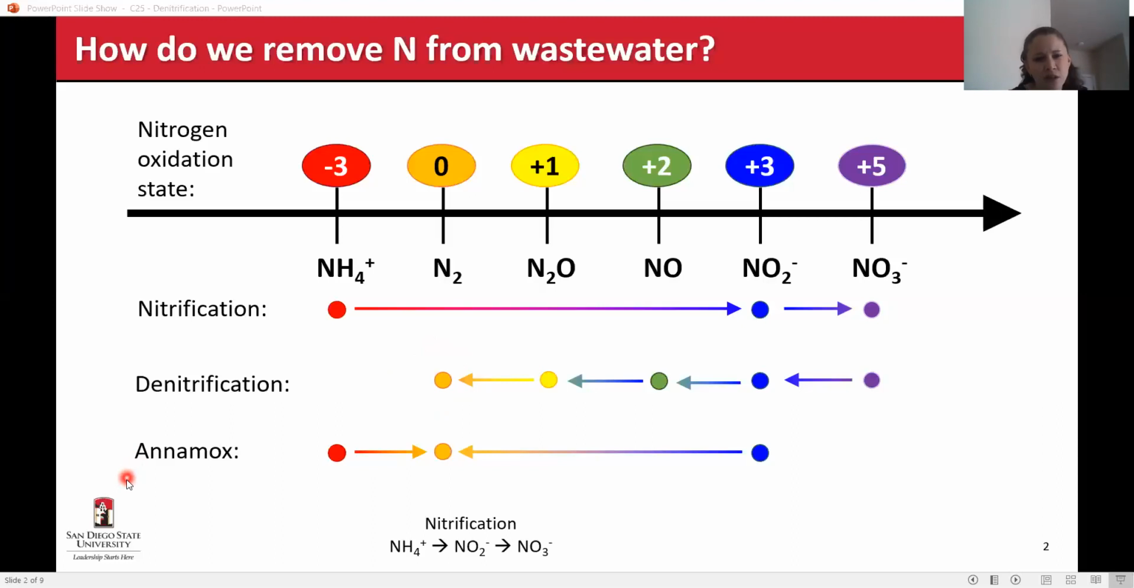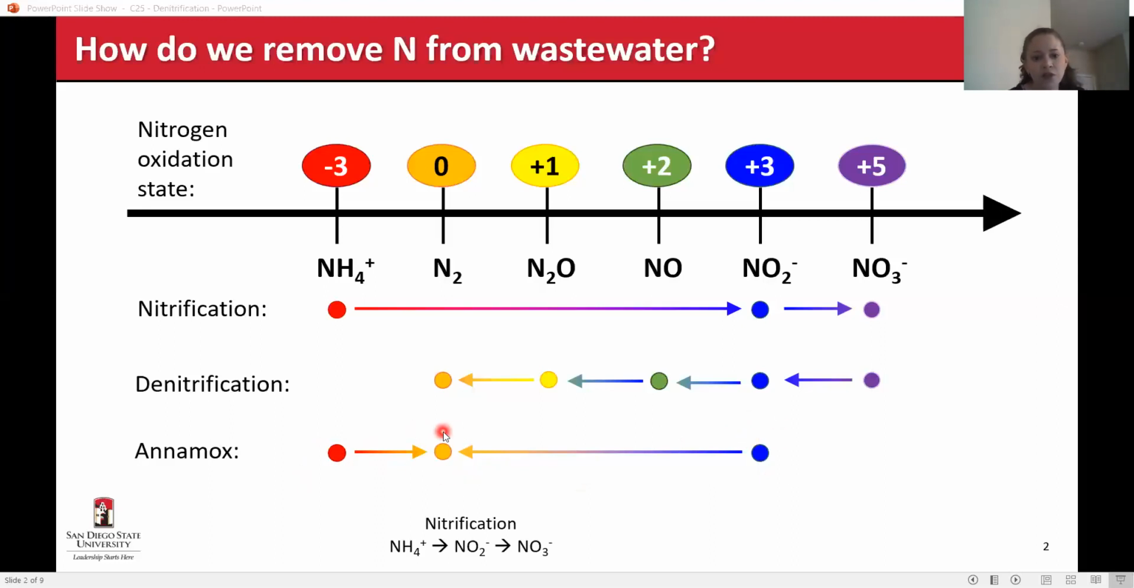There's an interesting process called anammox, and this was discovered when this new type of microorganism was found in, I believe, a trench in the ocean. And they discovered that it could do this really unique metabolism where it takes an ammonium and it takes a nitrite, and it converts both of those into nitrogen gas. So what's happening is it's oxidizing the ammonium while it's reducing the nitrite and ending up with nitrogen gas.